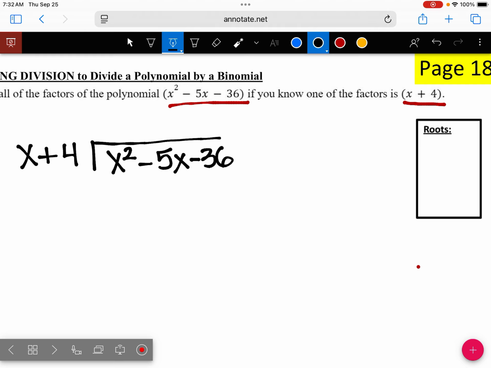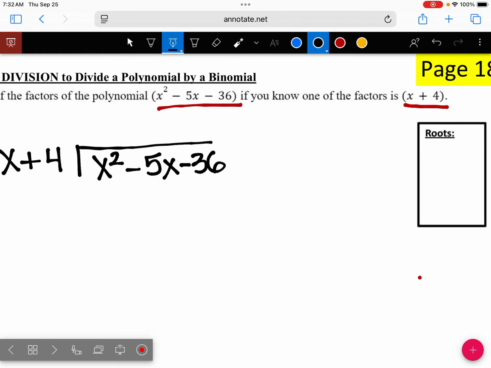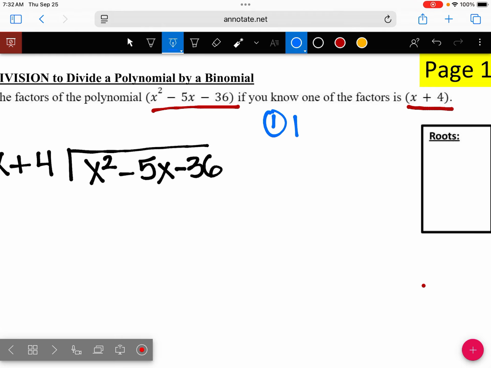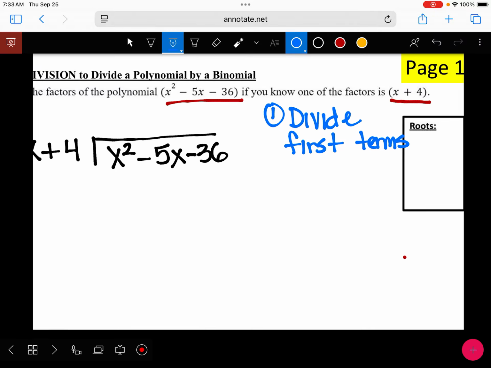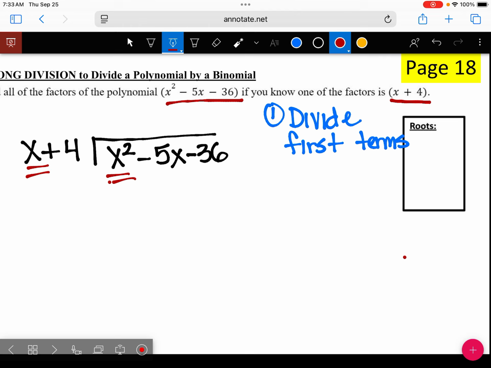Okay, so the steps to do long division when it's a binomial. Step number 1 is to divide your first terms. What I mean by that is you divide the first term under the hood by the first term outside of the hood. So I'm going to take x squared and divide it by x. What do you get when you take x squared divided by x? If I have 2 upstairs and 1 downstairs, when I cancel it out, how many do I have left? 1. So we're going to put that x on the roof.